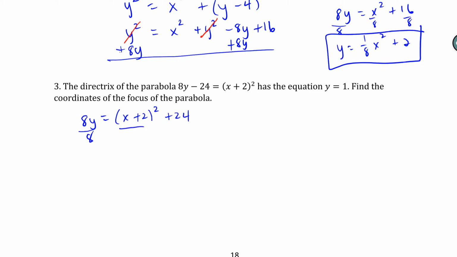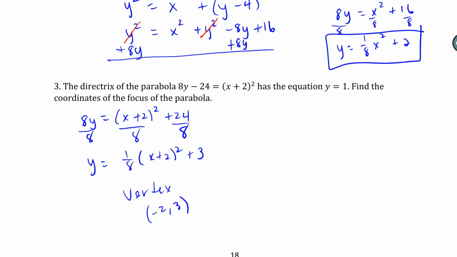And I can divide everything by 8. So that gives me y equals 1/8 times (x plus 2) squared plus 3. The vertex of this parabola is going to be the point (-2, 3). Also, since the term in front of the parenthesis for x plus 2, the a term, is greater than 0, I know this is going to be concave up.